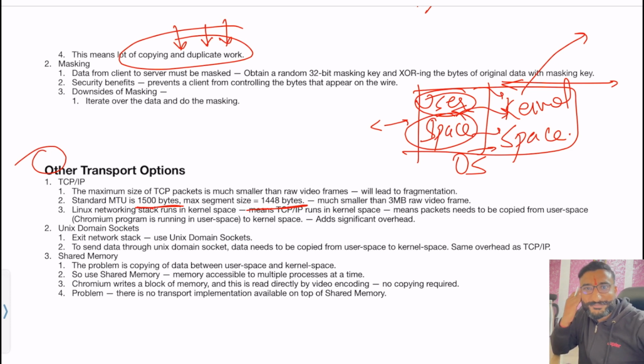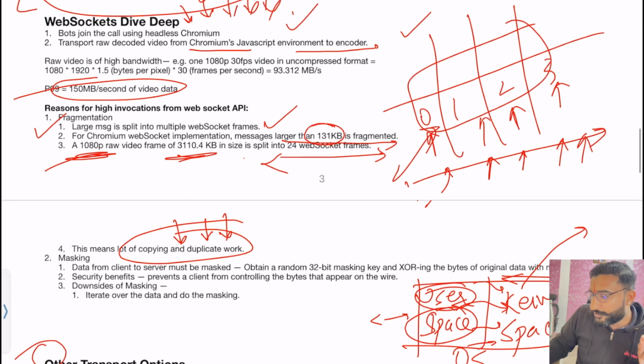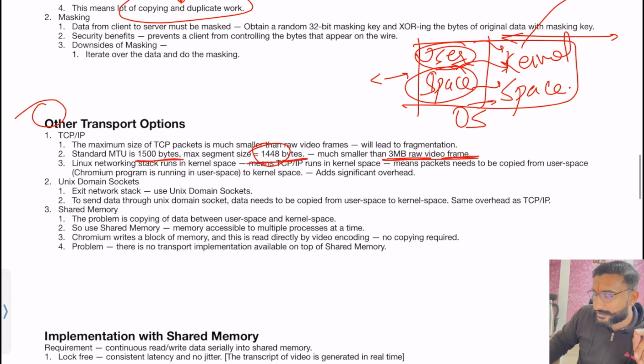If you paid attention in your networking classes, you have seen that TCP block diagram with different kinds of headers, and one specific component where the actual data is present, which is this segment, 1448 bytes. The rest, around 50 bytes, are used for other information, such as the total size. So it is much smaller than the 3 MB raw video frame. We mentioned that this one video frame is approximately 3 MB in size, so it will be broken down into multiple chunks. Again, you have that same problem.